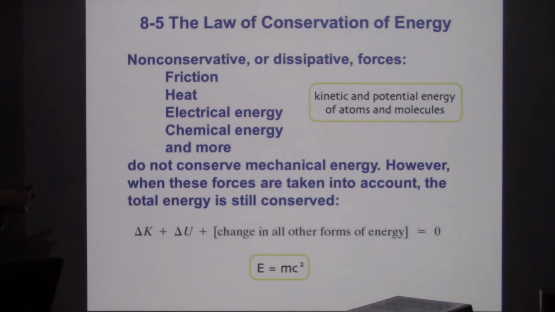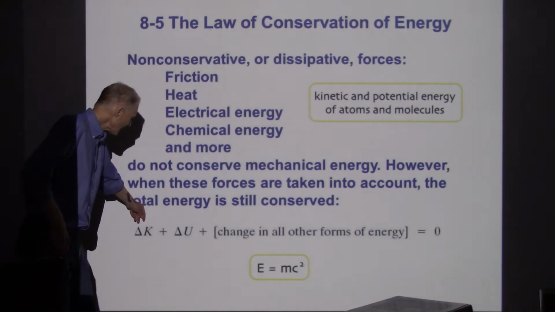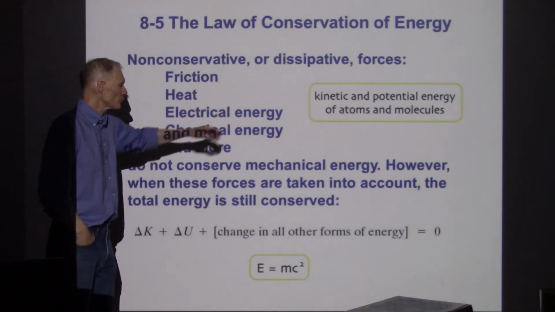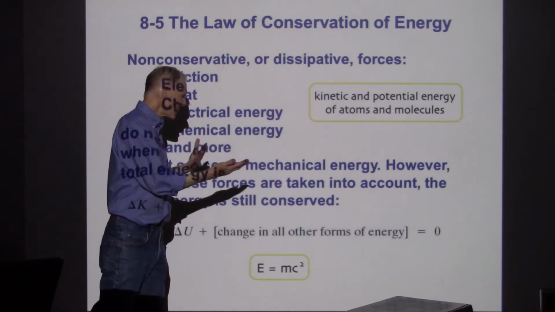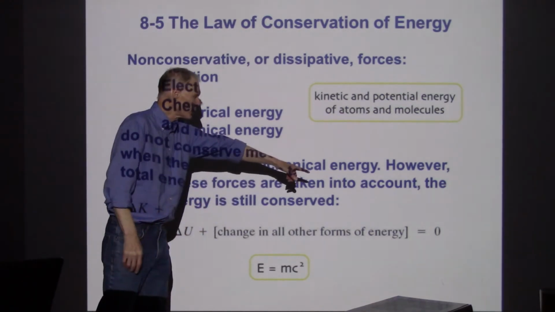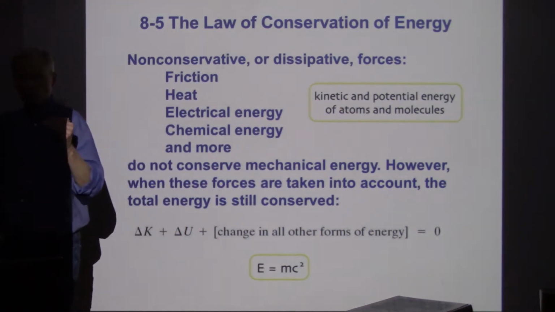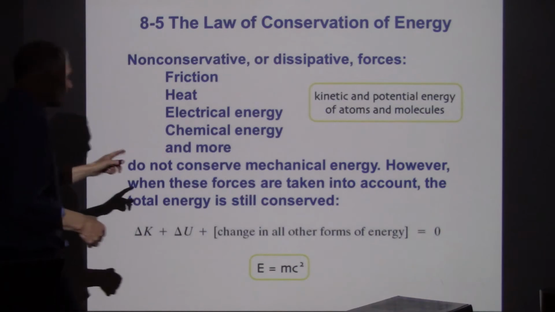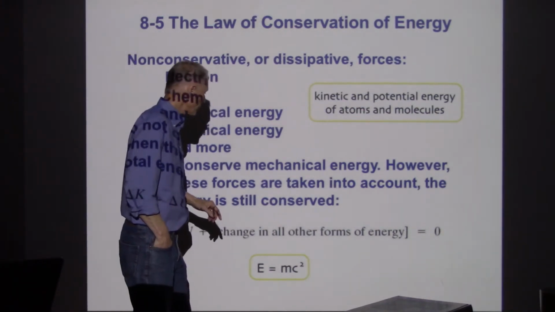So when all of the other energies are taken into account, mechanical energies, kinetic and potential, in addition to all these other energies, all of the changing that takes place is zero. So what that says is the total amount of energy in a system remains fixed. It remains a constant. Now there's one more form of energy that we have to throw in here.